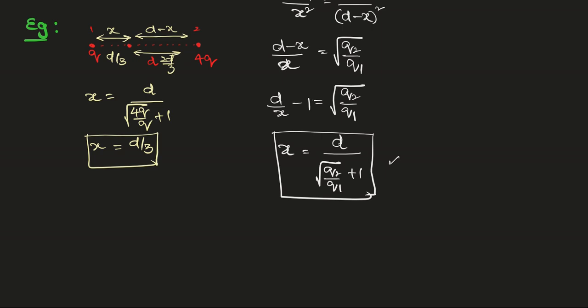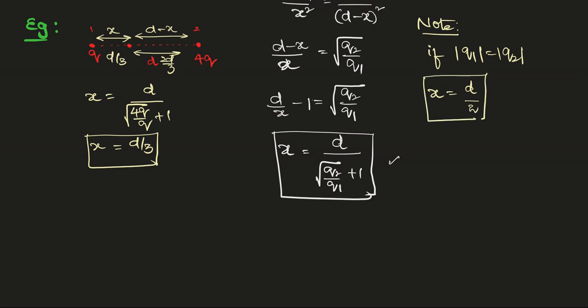Similarly, I can give one note point like this. If Q1 and Q2 are having same magnitude, then null point will lie exactly at the midpoint. This is location of null point. So you can expect some questions based on this also.